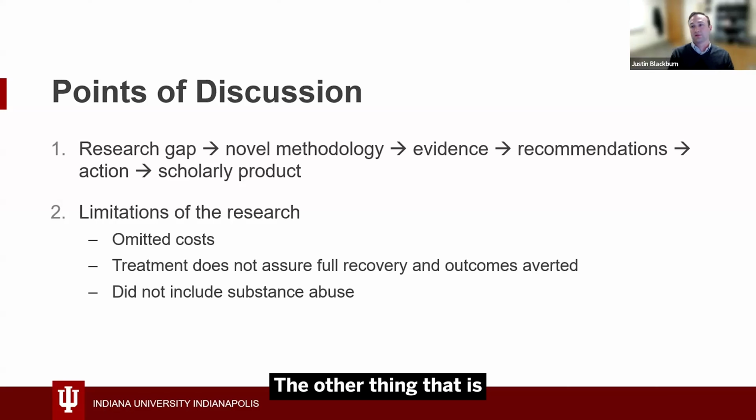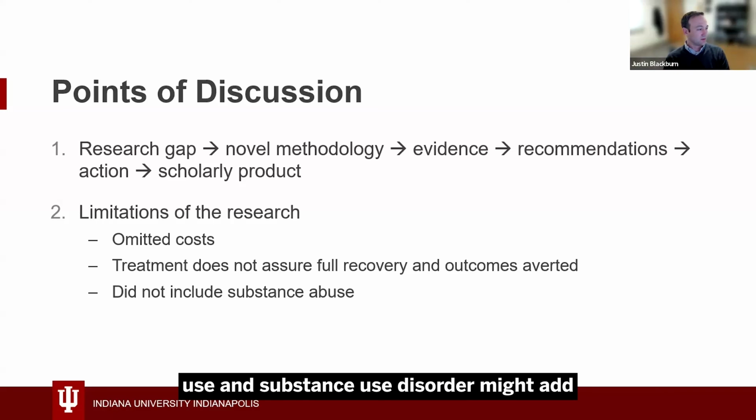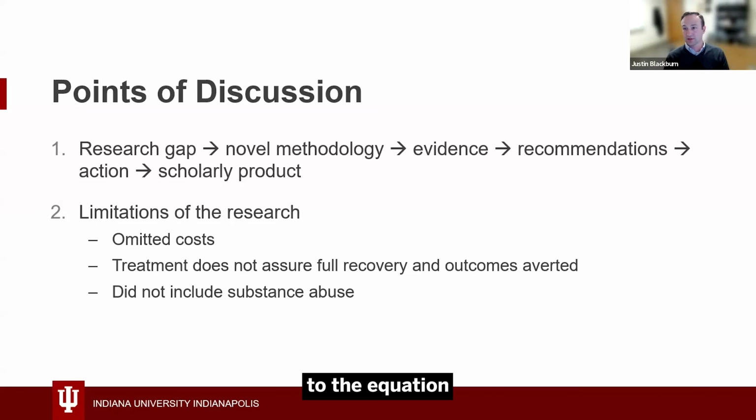The other thing that is maybe even scarier, to be honest, is that we didn't include substance use. This was a decision made by the Behavioral Health Commission to focus on just mental illness or mental health. And we know there's co-occurrence between mental health and substance abuse, but they aren't totally overlapping. So you think about what substance use and substance use disorder might add to the equation, and that gets really concerning at the economic value. So that's an opportunity in the future.